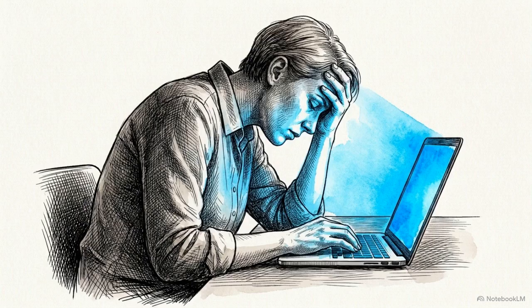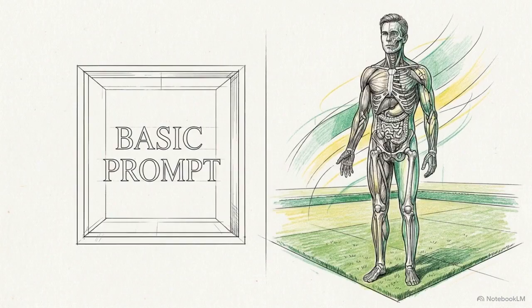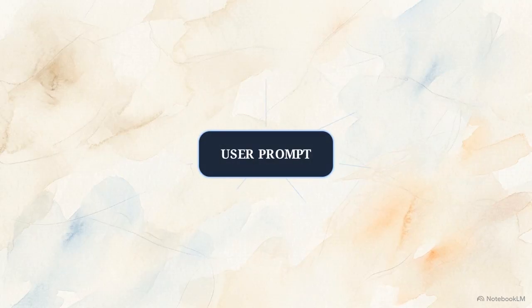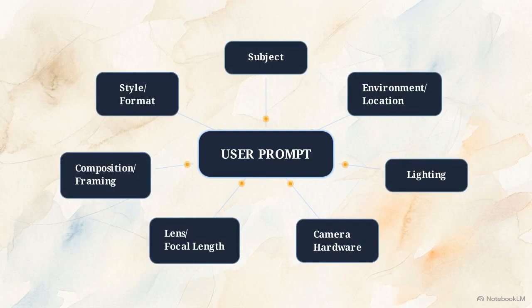Most users struggle to get results like this. A basic description like a man standing outside usually generates a cartoonish, plastic-looking output. Midjourney associates your text with the visual patterns found in millions of professional photographs. To get a realistic result, you have to provide the specific data points that define a real photo.